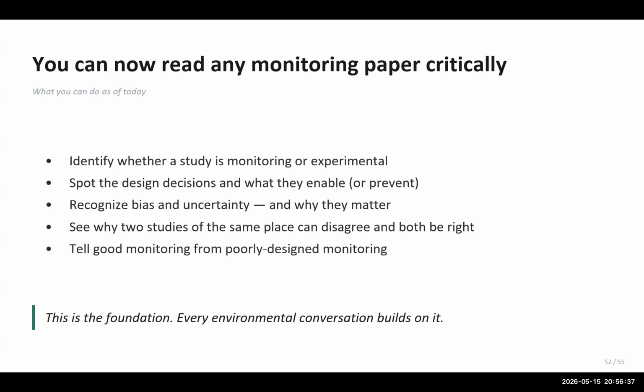So now look at what you can actually do after this lecture. As of today, you can identify whether a study is monitoring or experimental study. You will be able to spot the design decisions, maybe what they want to understand or prevent. You can recognize any bias or uncertainty in the study if you pay attention to the methods and why they are important. You can also see why 2 studies of the same place might find very different results, and at the same time, they will be right.